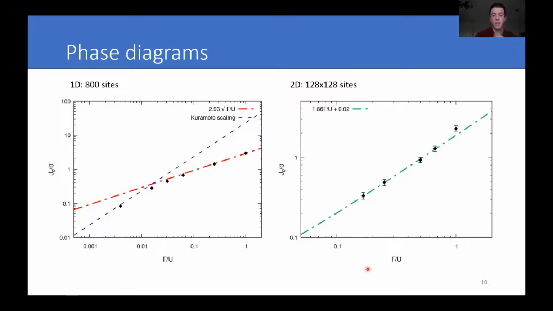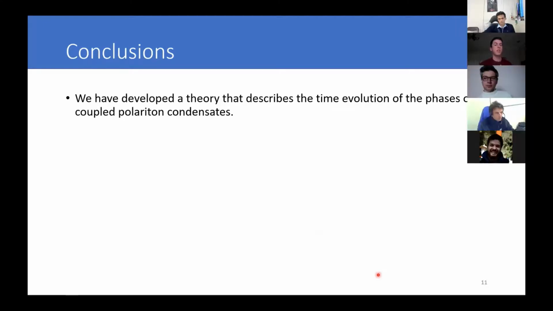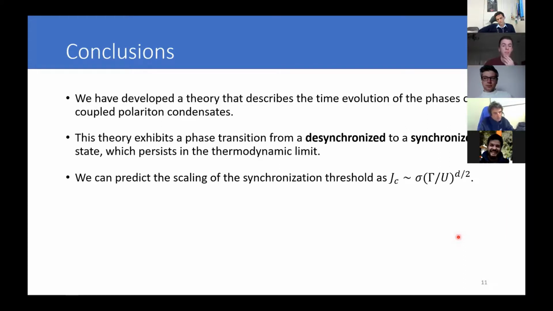So that's all I'm going to talk about today. We can draw some conclusions from this. We did develop this theory where we wrote the dynamics of the condensates in terms of their phases. And of course, this gave us this transition from a desynchronized to a synchronized state, which crucially did not depend on system size. It seems to be there if we go to large systems and long times. From this, we were able to build a theory to extract this scaling of the critical coupling strengths.